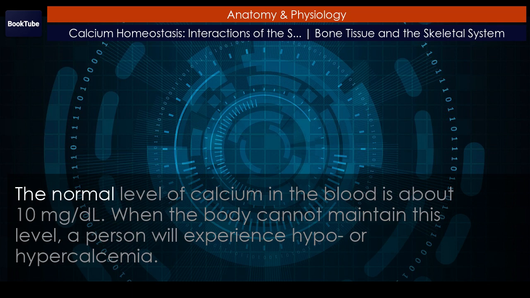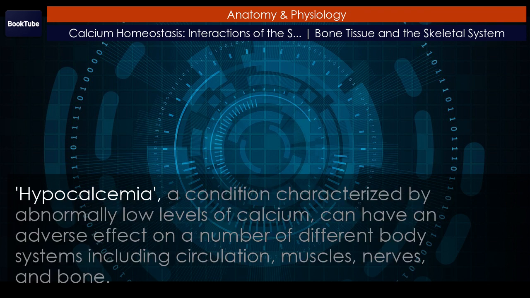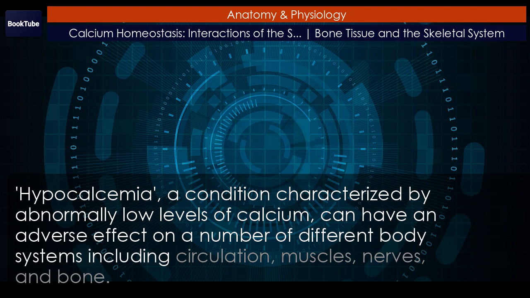The normal level of calcium in the blood is about 10 mg per deciliter. When the body cannot maintain this level, a person will experience hypo or hypercalcemia. Hypocalcemia, a condition characterized by abnormally low levels of calcium, can have an adverse effect on a number of different body systems including circulation, muscles, nerves, and bone.